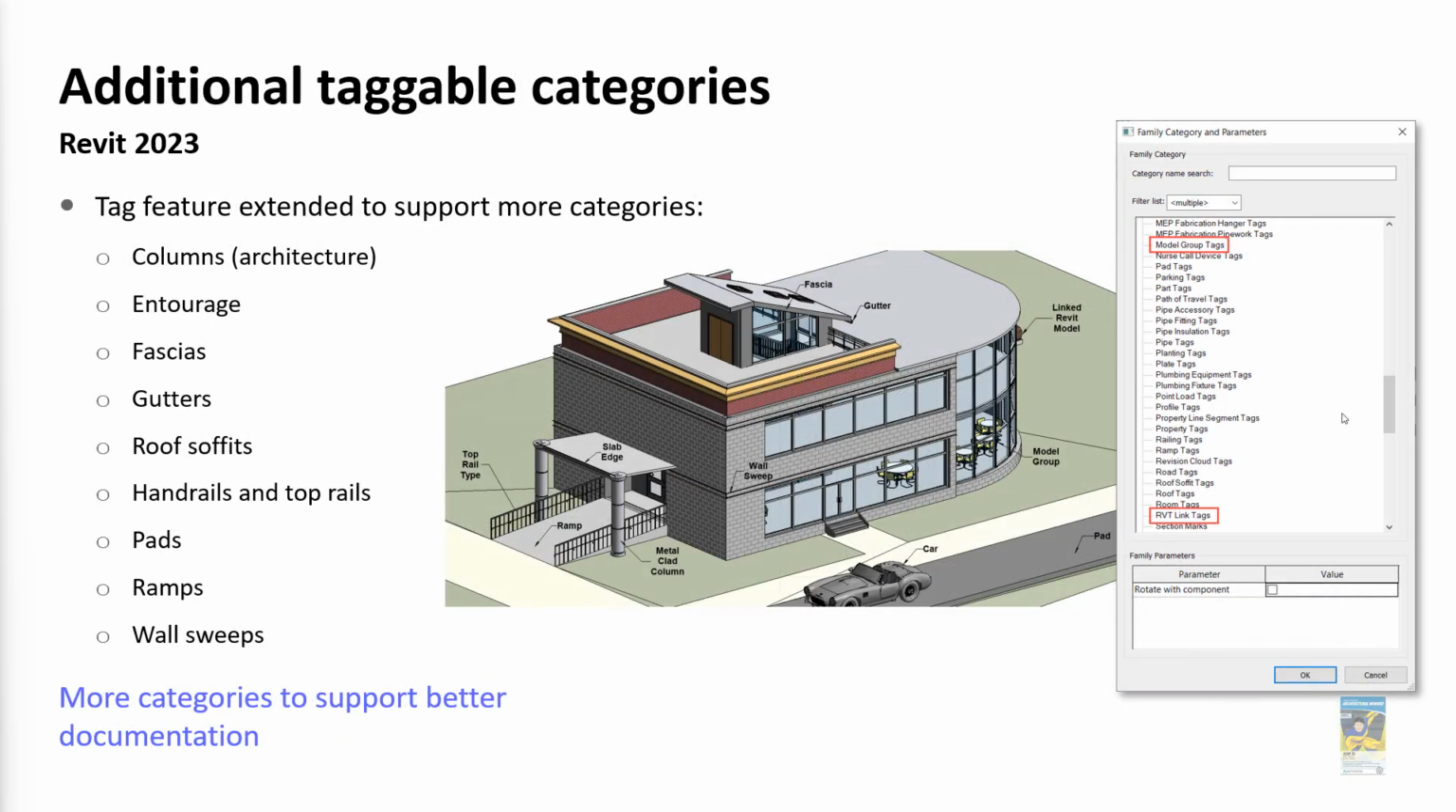Additional taggable categories have now been introduced as well. So now architectural columns, entourage objects, fascias, gutters, roof soffits, handrails and top rails, pads, ramps and wall sweeps, as well as model group tags and Revit link tags are now taggable. So obviously they're going to give you the tag family that's associated with the category, and you can go ahead and start tagging those if you need to as well.